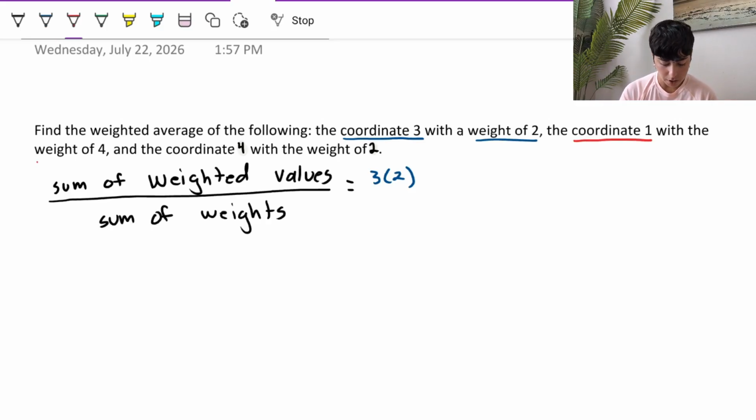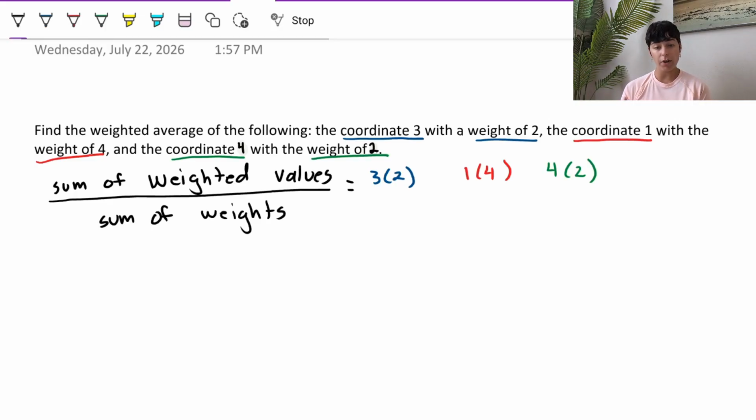So I have the coordinate 1 with the weight of 4, so I'm going to take 1 times 4. And the coordinate 4 with the weight of 2, so that's 4 times 2. Now, since my formula says sum, we're going to add all of these together.